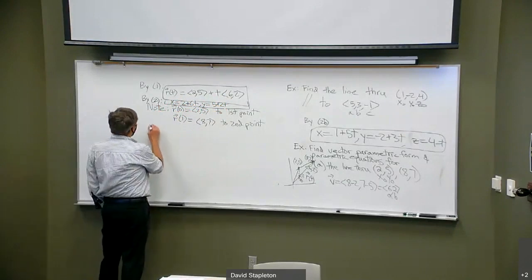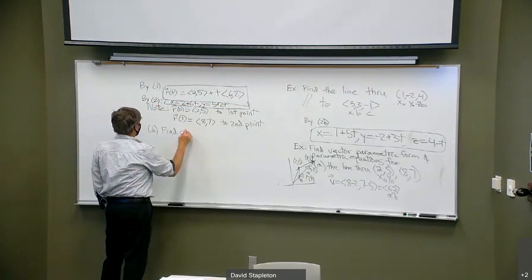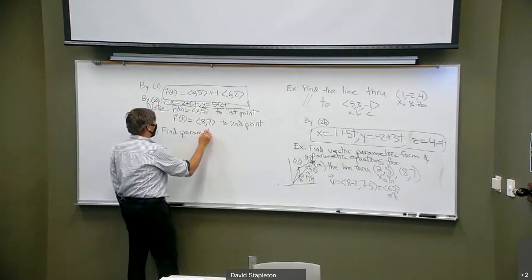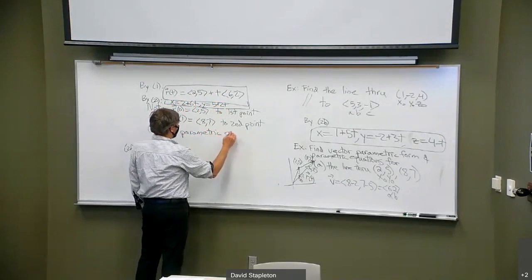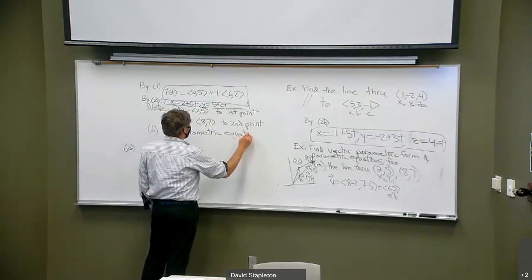Therefore, if we put in b here, find parametric equations of the line segment. What do we do? The segment between the 2 points.